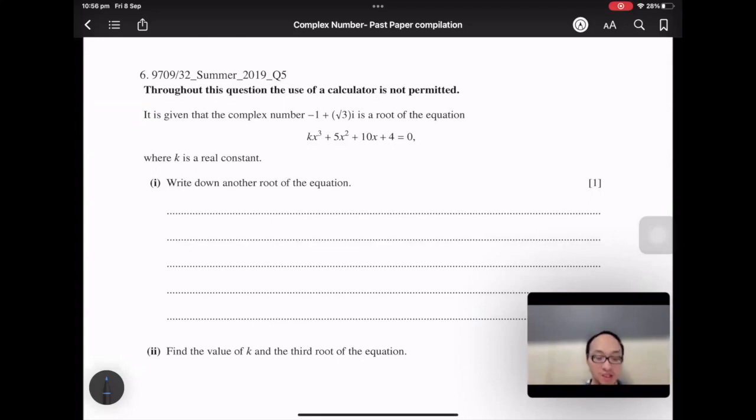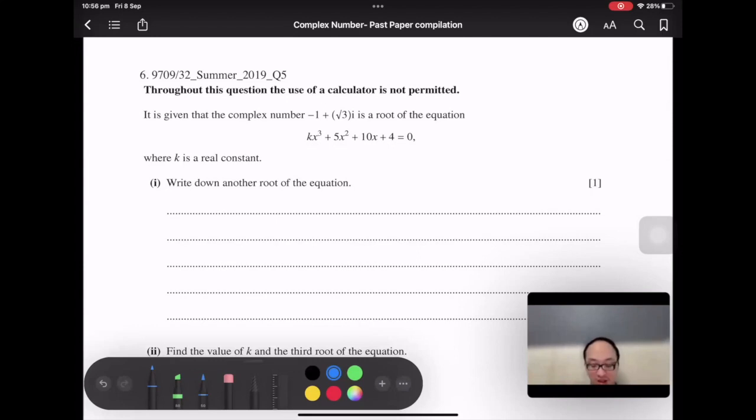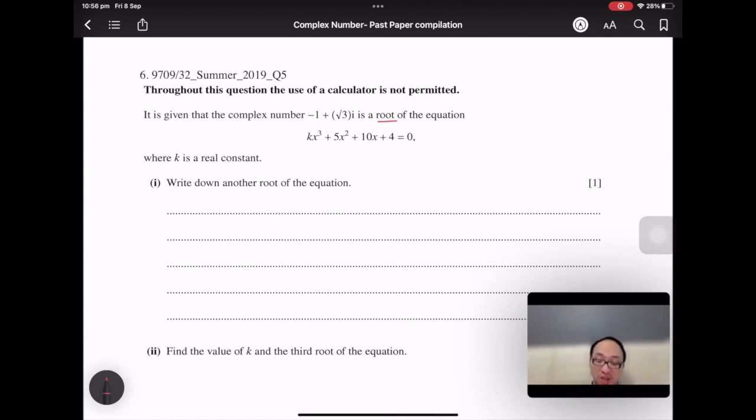Number 6. It is given that the complex number 1 plus root 3i is a root of the equation, where k is a real constant. Write down another root of this equation. As we know that every complex root will come with its conjugate. So the other root will be 1 minus root 3i, because they come in pairs.